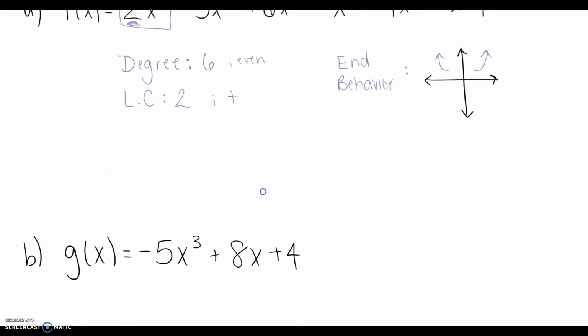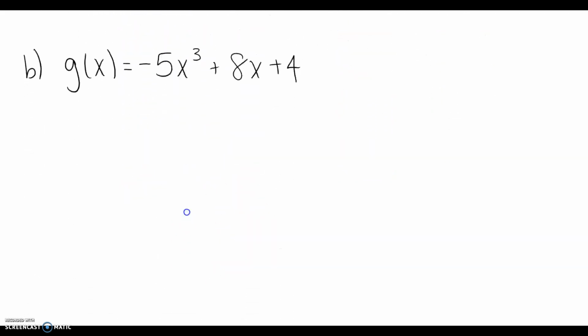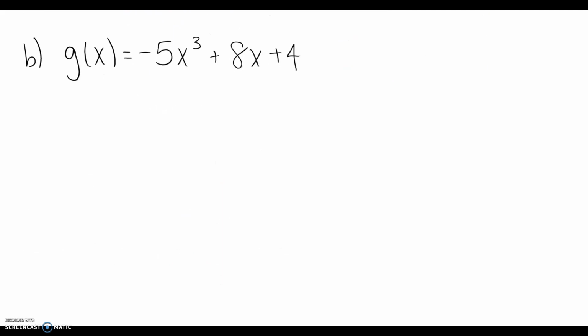Let's look at another example. G of x equals negative 5x cubed plus 8x plus 4. So again, we need to ask ourselves, what is the degree? And we can see that it is going to be 3. That is the highest degree. We ask ourselves, what is the leading coefficient? That is going to be negative 5.